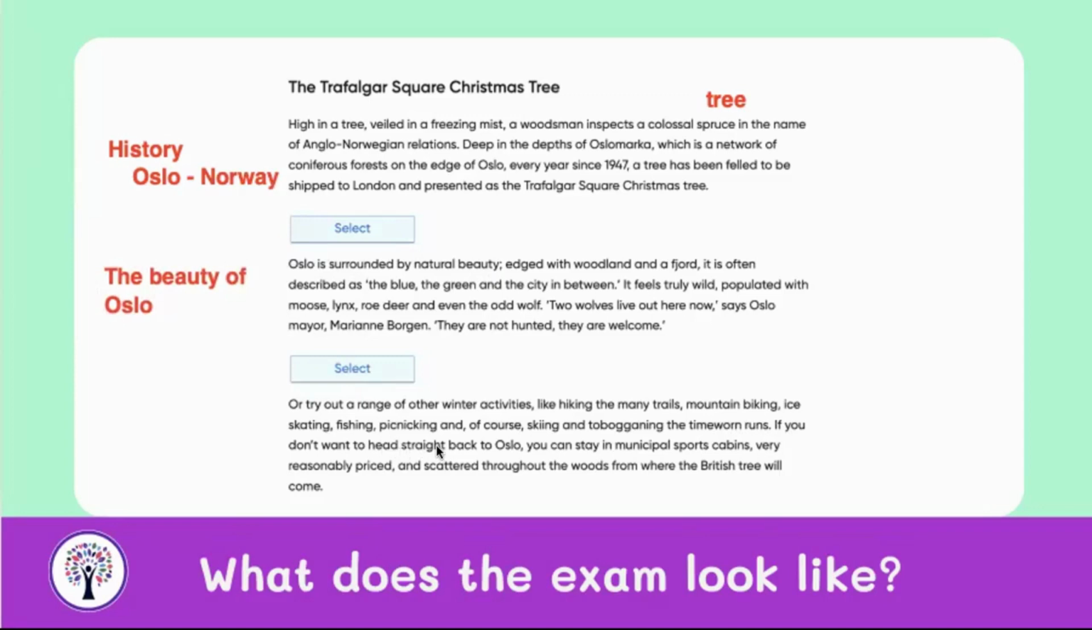If you don't want to head straight back to Oslo, you can stay in municipal sports cabins, very reasonably priced and scattered throughout the woods from where the British tree will come. So this is activities in Oslo, from the place where this Christmas tree is going to come from.